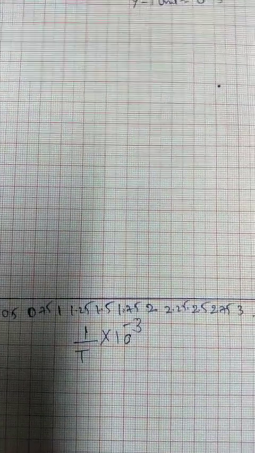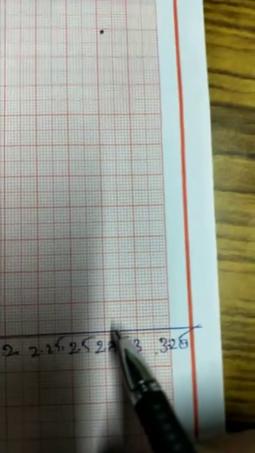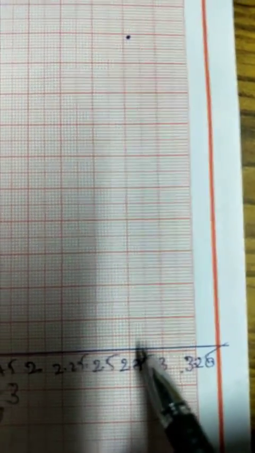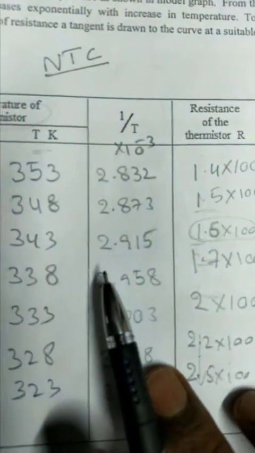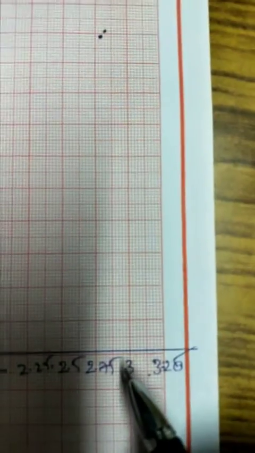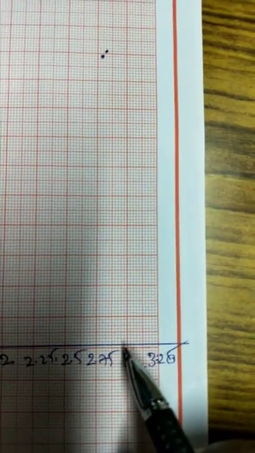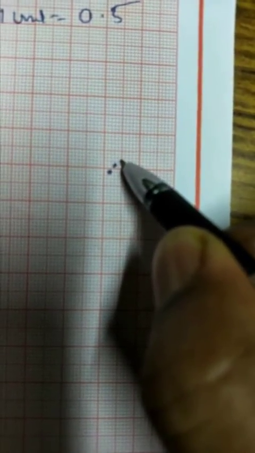Next value is 2.87. With 2.87, it is 5.01. 2.87 means somewhere here I got it. So its value is 5.01. This is the point, very near. Next I will go for 2.9. Here I have 2.9. So what is the value I have to take out? 5.07. So 5.07 I will take out. Here I got the point.